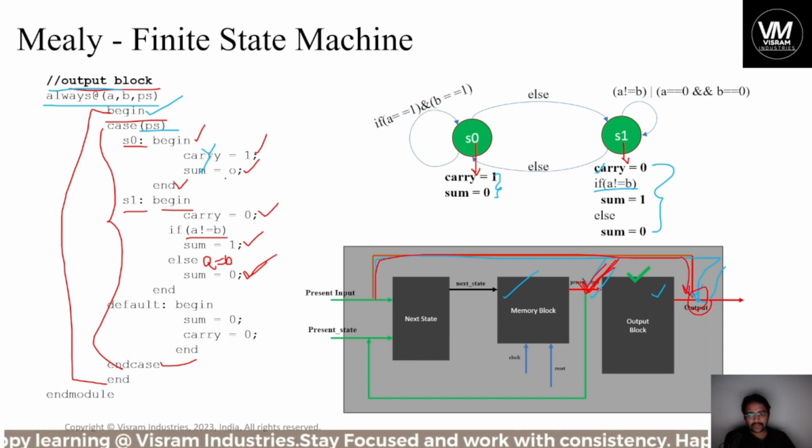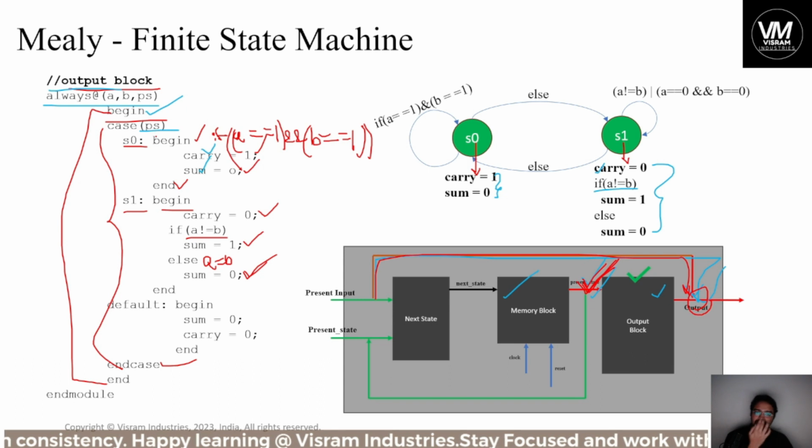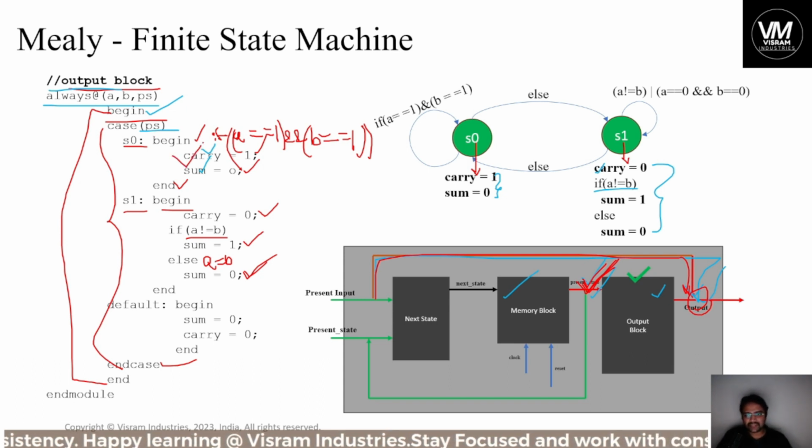And what else we need to write? Here we can mention if A equal to 1 and B equal to 1. You can mention this as well, if condition, and you can write these two statements with the begin. No matter, but this is an easy representation, not to get too confused. I'm just giving an alternative.